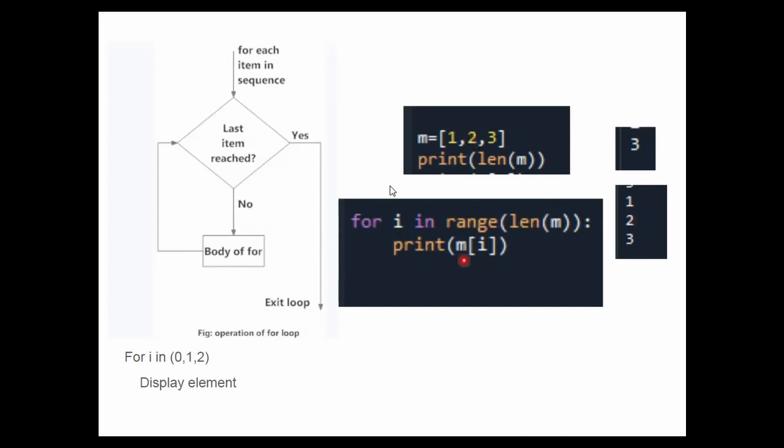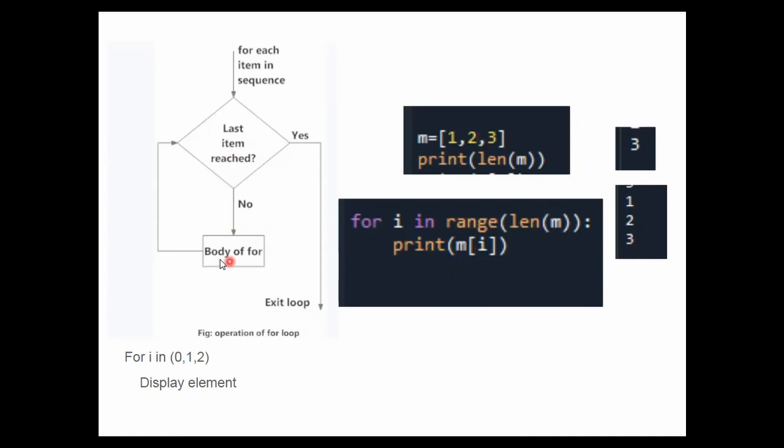Again, after execution of the body of the for loop, it will again enter the for loop. Now this time, what is the value of I? Now this time the value of I is 2. It will check whether the last item is reached. No, so it will enter the body of the for loop. What is there in the body of the for loop is print m of I. M of I is nothing but m of 2. What is present in m of 2? The value 3 is present. So it will display value 3.